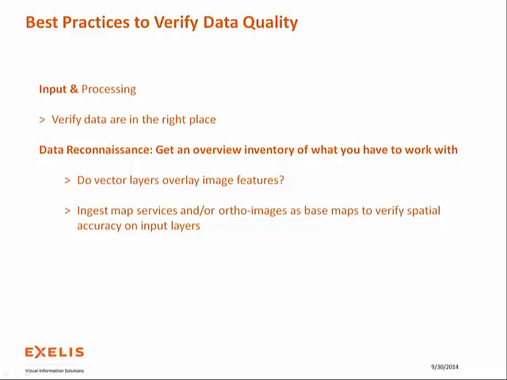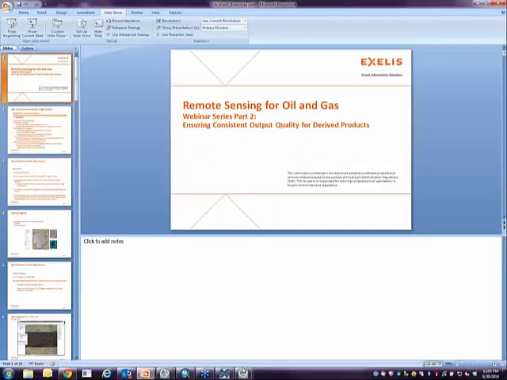So do the vector layers overlay on the features that they represent in your image? What about the overlay in Google Earth or on an ortho product that you have on maybe the base map? And let's jump out right away here and take a look. I am going to go into ENVI.